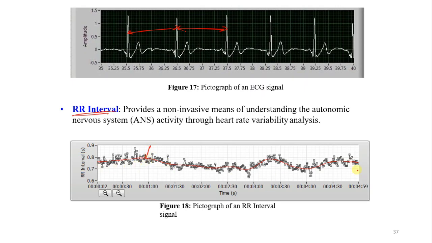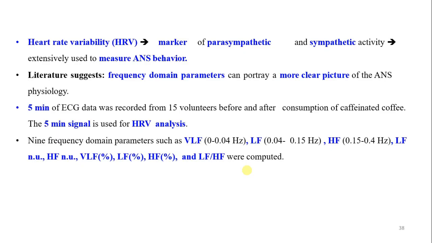Okay. So over here, we get a lot of features. Say for example, VLF, LF, VLF is very low frequency, LF is low frequency, HF is high frequency, LF nu is normalized low frequency. Similarly, we get this HF nu, VLF percent, LF percent, HF, and LF by HF ratio.